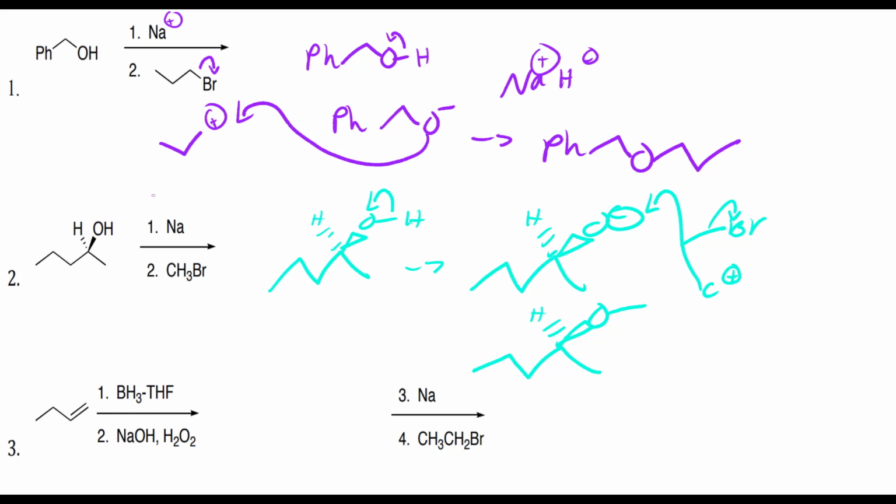So first of all, step 1 keeps the stereochemistry. And then step 2 could invert if it added directly onto the carbon. In this case, it added onto the oxygen, therefore there is no inversion.